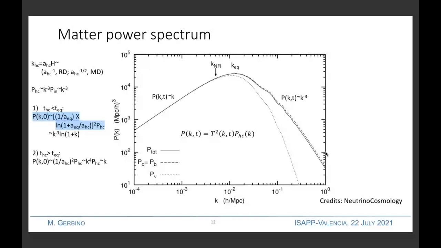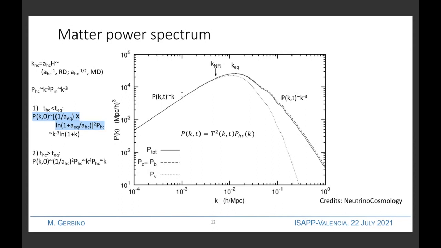Now let's consider the leftmost part of the matter power spectrum. This corresponds to wave numbers that are smaller than the wave number that enters the horizon at matter radiation equality. So these are scales that are larger than the scales that enter the horizon at matter radiation equality. This means that these scales are still super horizon at the time of matter radiation equality, and therefore that they will continue to grow as the scale factor both while they are super horizon, remember the behavior of super horizon scales, but also when they become sub horizon, because they will become sub horizon after matter radiation equality during matter domination.